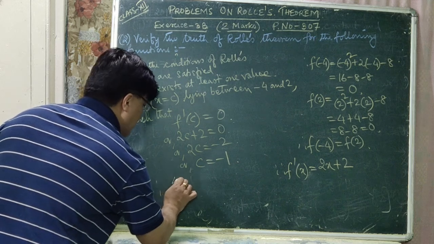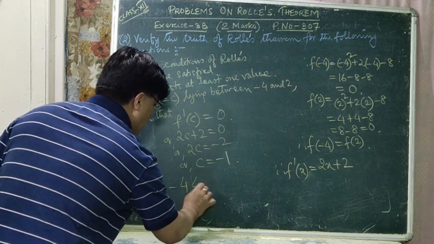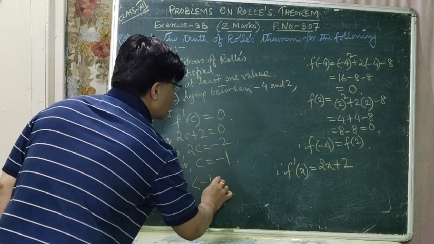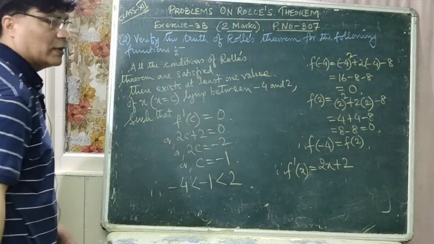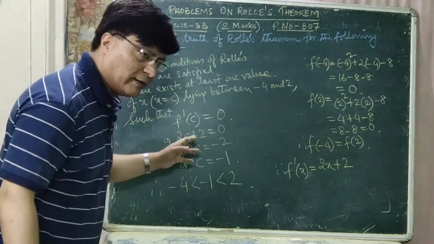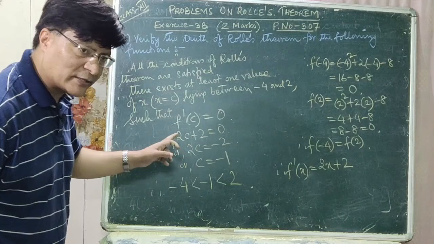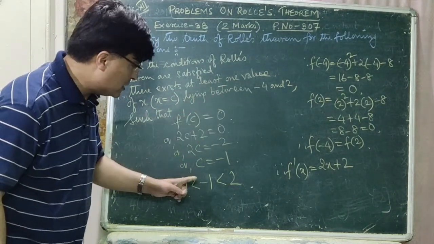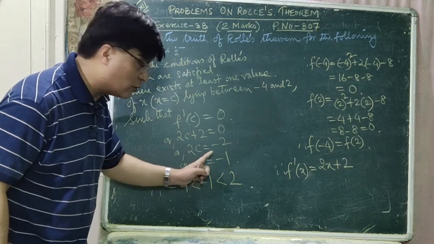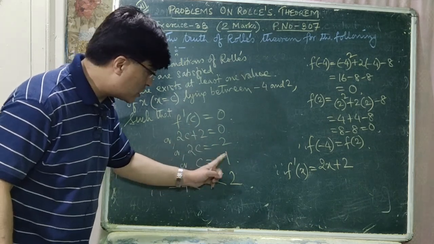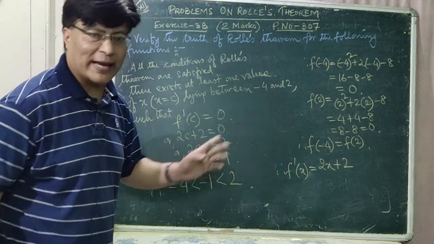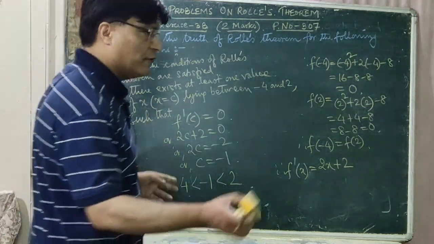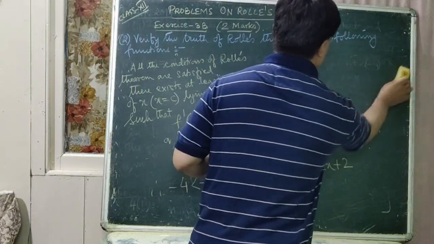Therefore -4 less than -1 less than 2. That is, there exists at least one value of x, say x is equal to c, lying between -4 and 2. That is, in this case, what is the value for c? c is equal to -1. And you know that this -1 lies within -4 and 2. So therefore Rolle's theorem is verified.